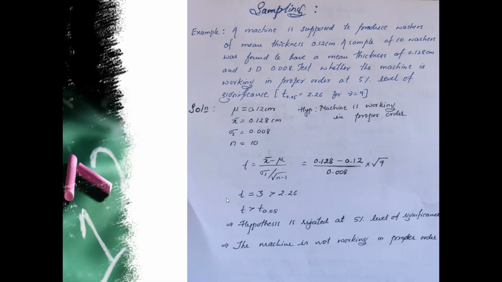Substituting the values, we get t equal to 3, which is again greater than the table value of 2.26 for 5% level of significance. Now this implies that the hypothesis is rejected at a 5% level of significance. I didn't mention the hypothesis. The question is to test whether the machine is working in proper order. Hence our hypothesis must be that the machine is working in proper order. Since the value of t is greater than the table value, we reject the hypothesis. That implies our conclusion is that the machine is not working in proper order.